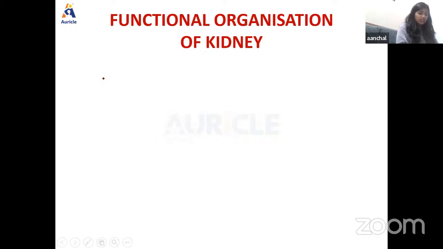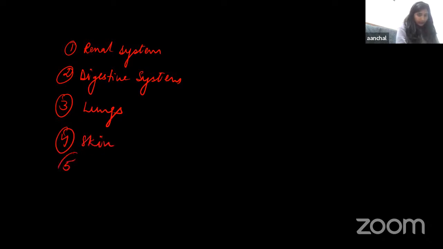So we have various systems in the body that perform those excretory functions, right? The one is the renal system, right? The second is the digestive system. The third is the lungs. Fourth is skin. And fifth is liver.